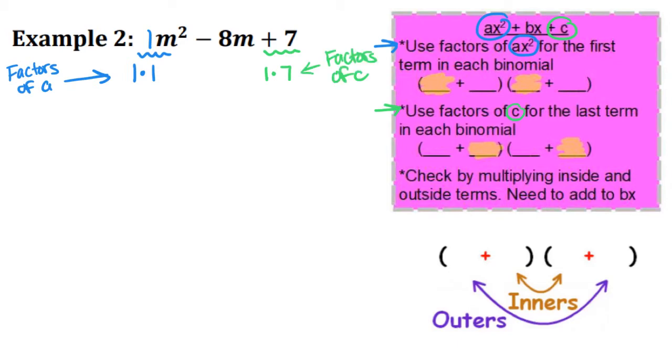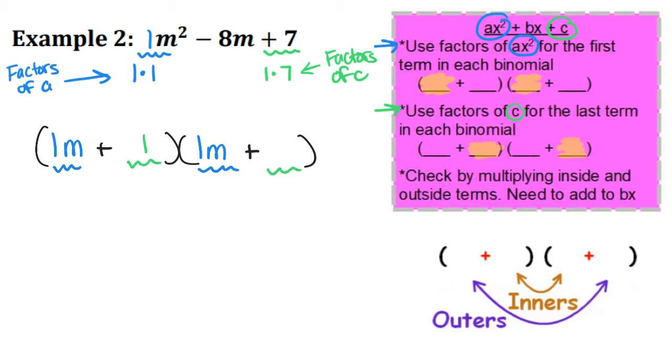So now that I've got my factors, I am ready to move to my binomials, and I'm going to set that up using the factors of a in the first spot. So that was my 1 times 1. So I'm going to use 1m and 1m. Now factors of c for the second spot, and this one, I also just have one option of 1 and 7. Right, super short and sweet. I think we got it.